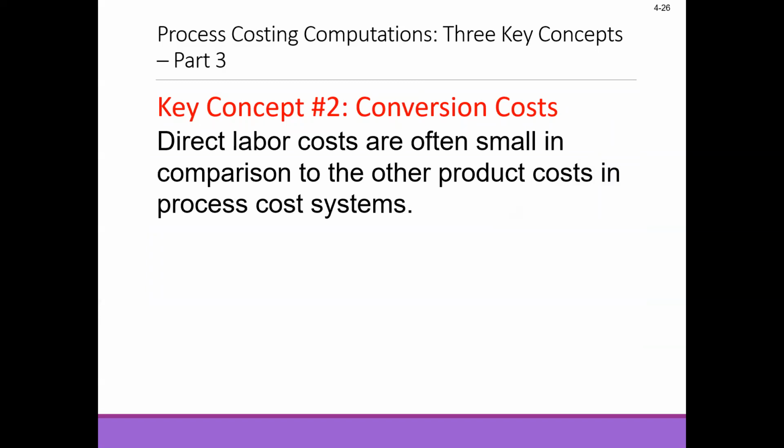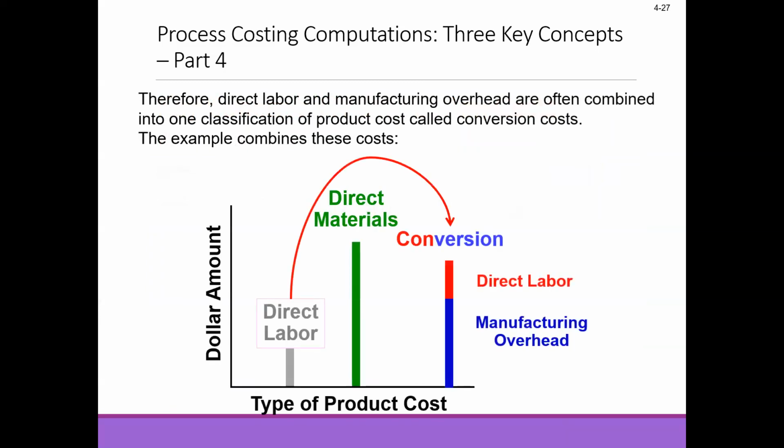Then our conversion costs, our direct labor costs, are going to be relatively small in comparison to other product costs in this process cost system. So direct labor costs are going to be combined with manufacturing overhead, and we usually will put them into something we call conversion costs. Because really in this scenario, the biggest cost you're going to be dealing with in process costing are the direct materials.